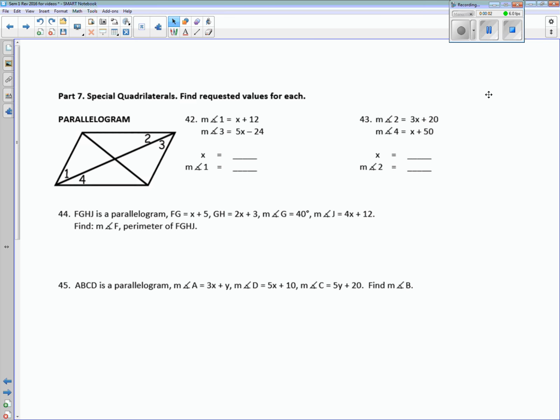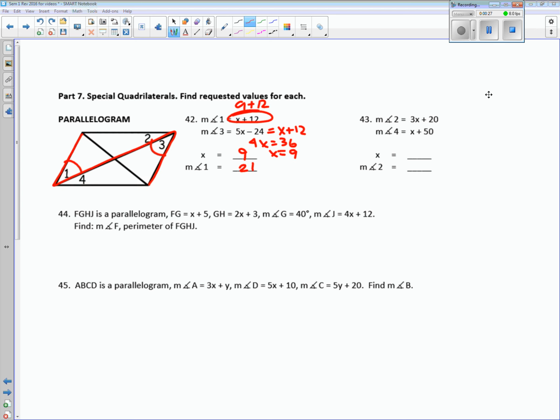With parallelograms, the first rule we're going to look at is the opposite sides are parallel. So when you look at angles 1 and 3, those represent alternate interior angles. Therefore, they're congruent, so these two measures are the same. I'm just going to set it equal. I get x is 9. Plug that in to angle 1, and that's going to be 9 plus 12, which gives you 21 degrees.